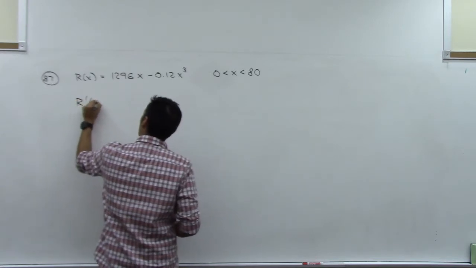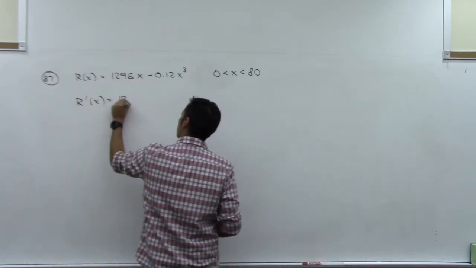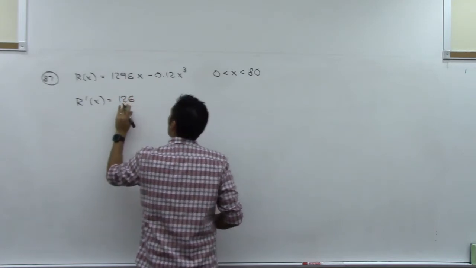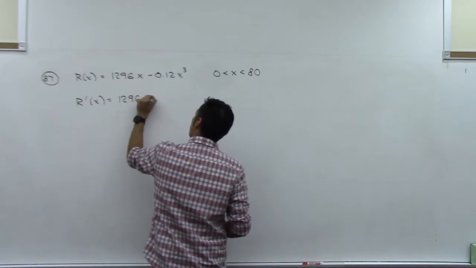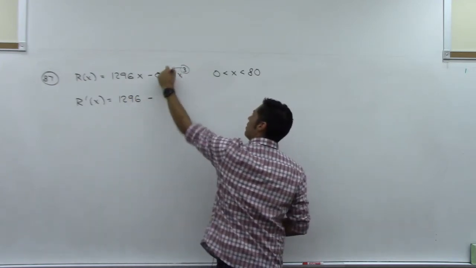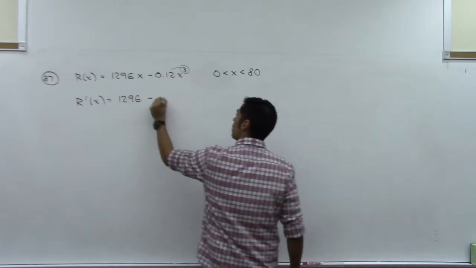So my R prime of x, my first derivative, I take the derivative of 1296x, which is just 1296. Minus, now the 3 here needs to come down. So 3 times that is going to be 0.36.